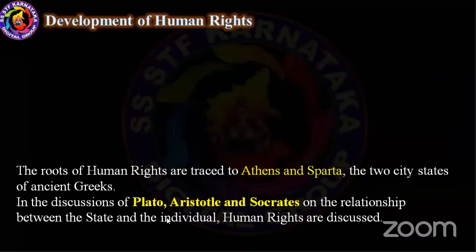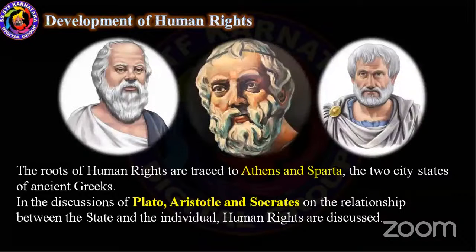In the discussion of Plato, Aristotle, and Socrates, three jewels of Greek literature, human rights are discussed on the relationship between the state and the individual. In their writings and teachings, these scholars and philosophers mentioned clearly about all this. First Plato, second Aristotle, and third Socrates.